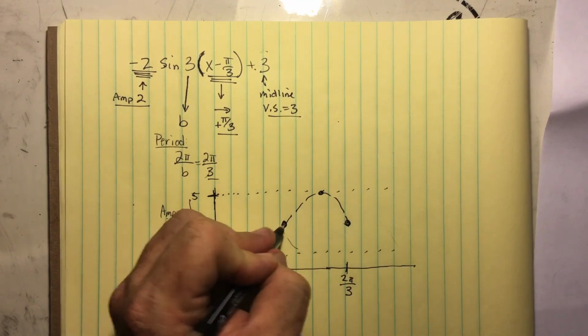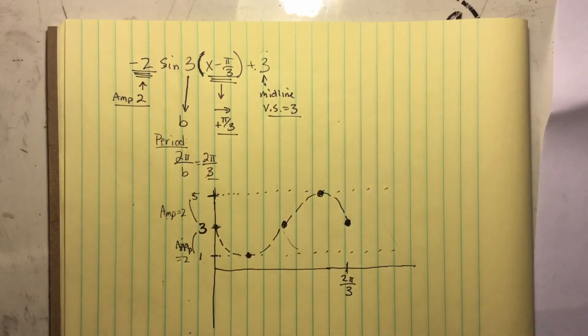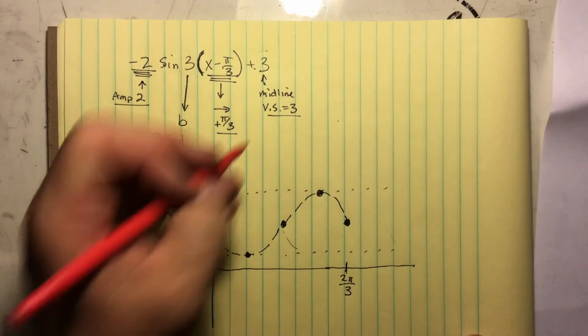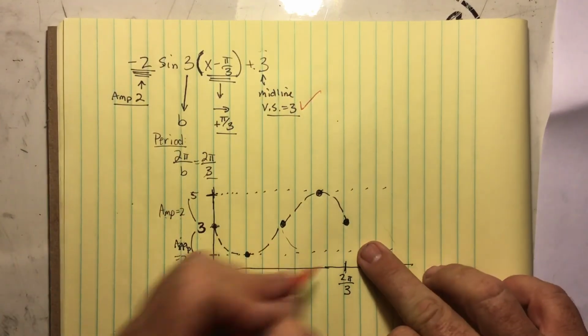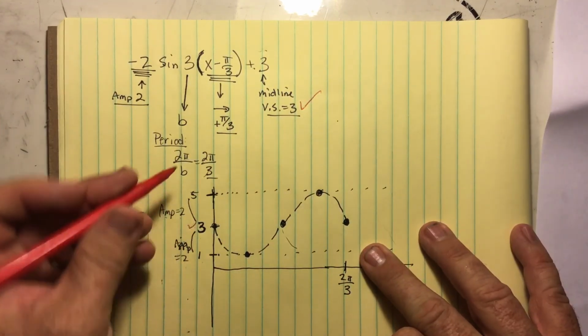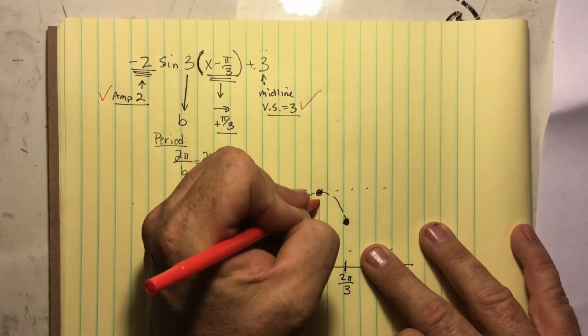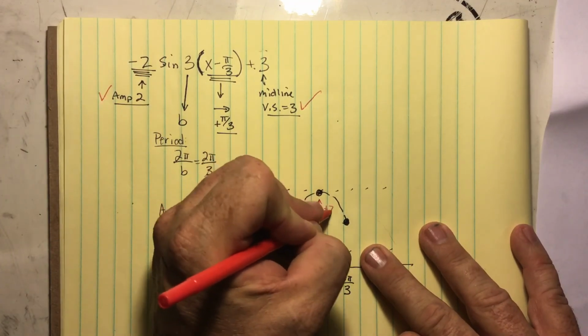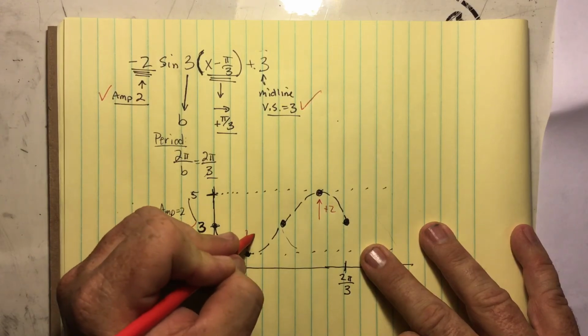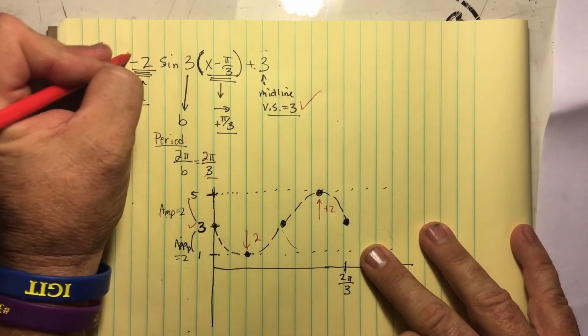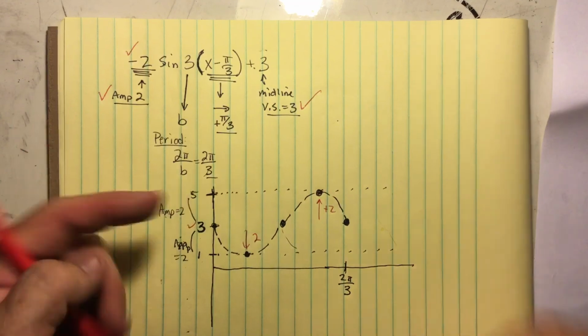Now, all I have to do from here is I've applied my shift, that I moved it up to 3, that's right here. I applied my amplitude, that's here. Here's my amplitude, that's up 2. And this is down 2. I've applied my negative, which means I flip the graph over.